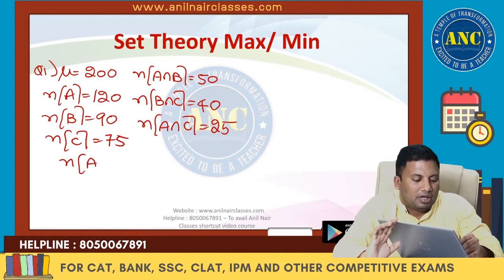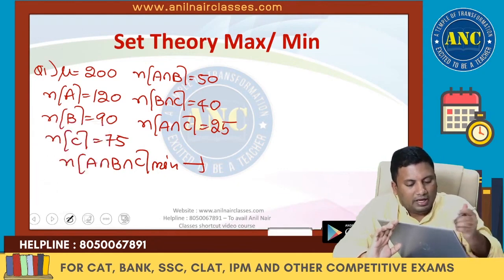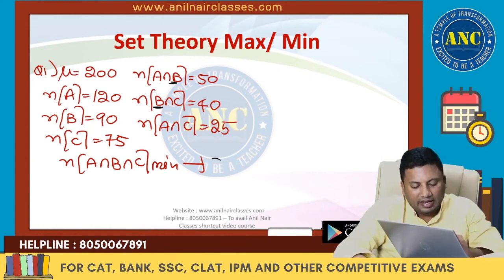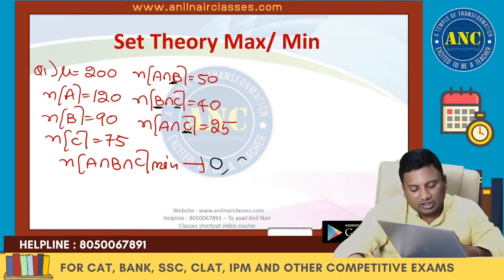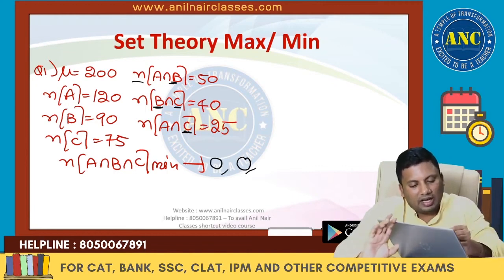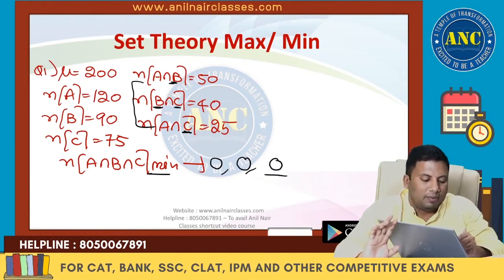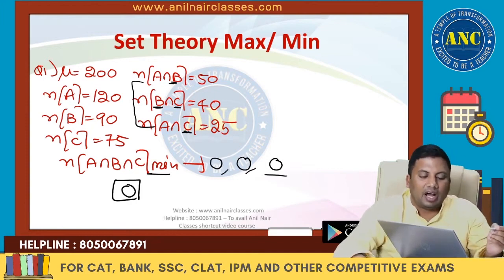So N of A intersection B intersection C minimum, directly you can do it. A and B, what is common? B is common. 50 plus 40 is 90. 90 is equal to 90. So 0. Here what is common? C is common. 40 plus 25 is 65, less than 75. 0. Next what is common? A is common. 50 plus 25 is 75. 0. So the minimum value happens to be 0. I hope you have understood how you can do it.